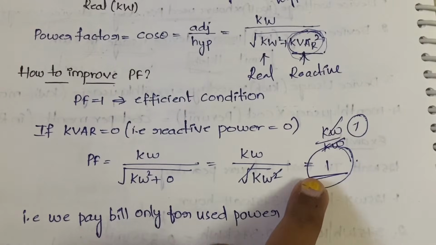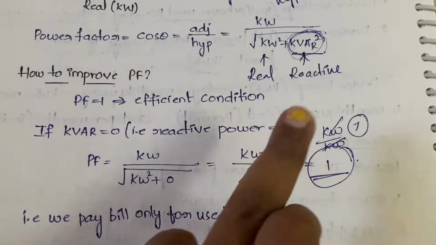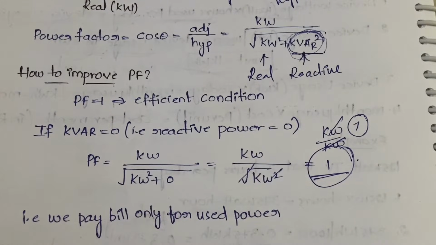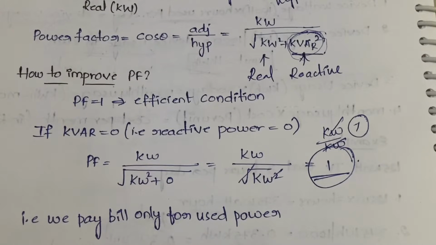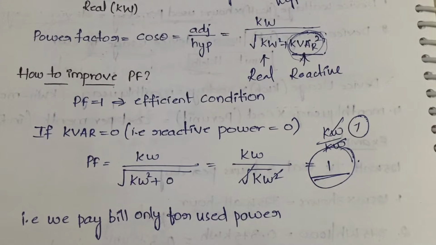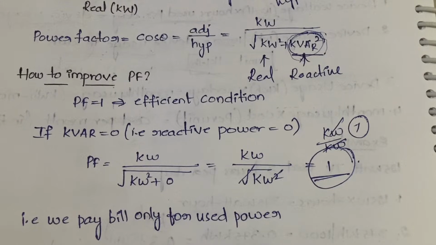Power factor is 1 means what? The reactive power is 0. If the reactive power is 0, you are paying the current bill for only real power, that is only for the power which you are actually using, right? Which means you are not paying any money for the wasted electricity. Got it? So this is about the power factor improvement. Why do we have to improve the power factor? In order to reduce the amount of bill we pay, we need to improve the power factor. Now let us see what are the different methods we have to improve this power factor.